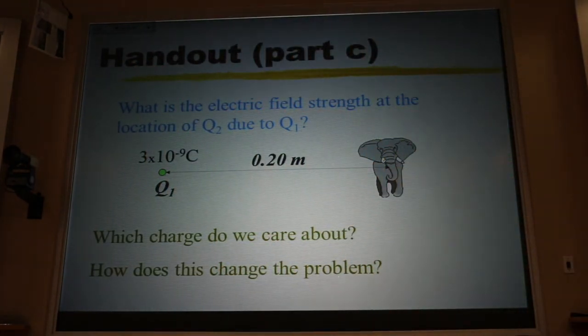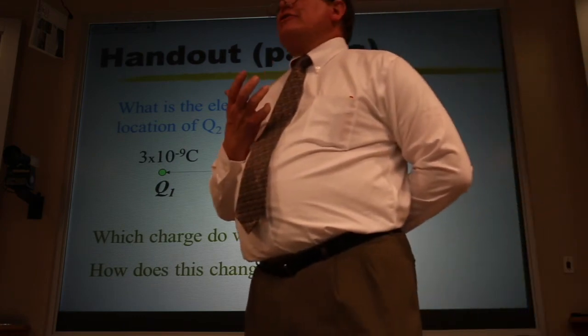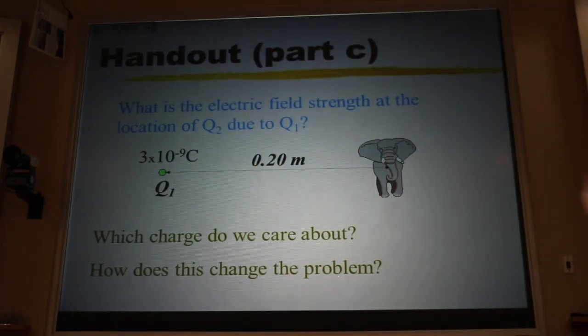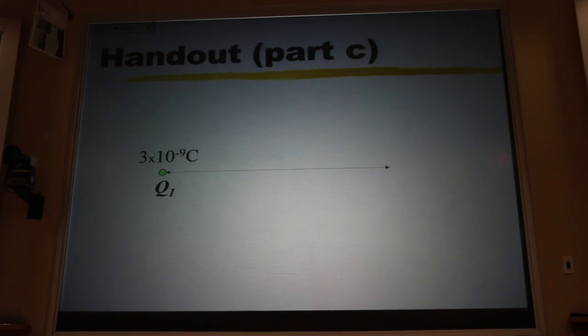Now notice what just happened. In part A, Q2 was the Klingon. In part C, now that we're caring about the force on the other charge, Q1 is the Klingon. They trade off in the role that they play in this little feature film. Okay? So, it's due to Q1, so I get rid of Q2, I get rid of the elephant, and I just put an X there to represent the address, the location.